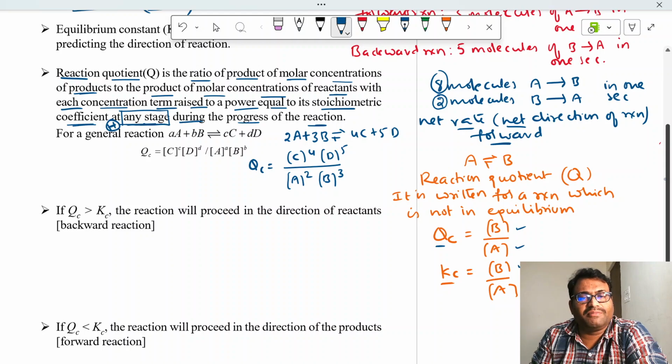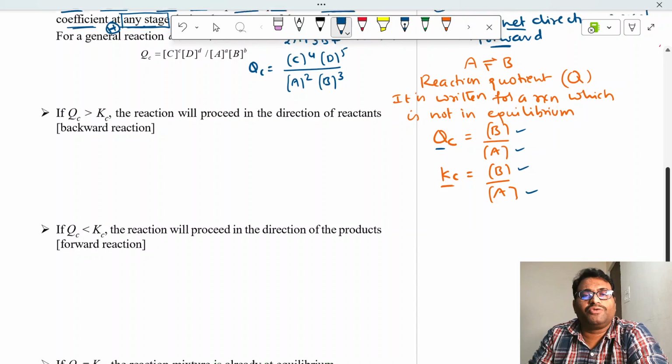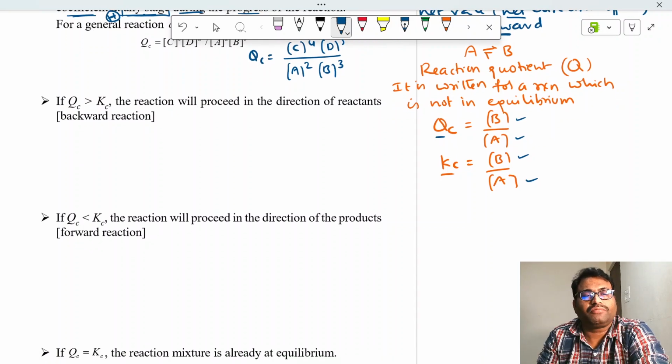This is very much similar to that of Kc, but these are not equilibrium concentrations. When you are writing Qc, these are the concentrations at any stage of a reversible reaction. These are not equilibrium concentrations. Are you getting this? Okay, so this is the difference between Qc and Kc.